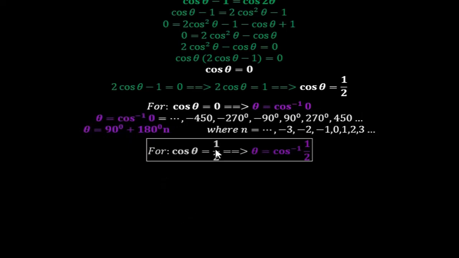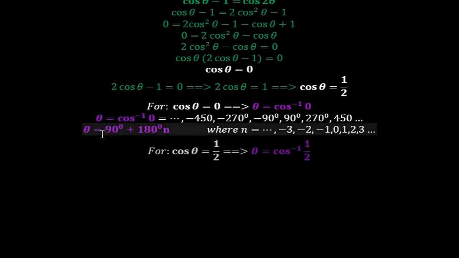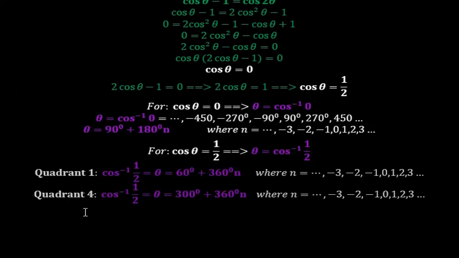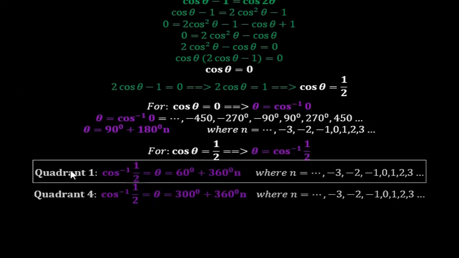For cosine theta equals half, then theta is cosine inverse of half. So for this we have two solutions. One is in quadrant 1. In quadrant 1, cosine inverse of half is 60 degrees, and all its coterminals. That is 60 degrees plus 360 degrees times n, where n is any integer.